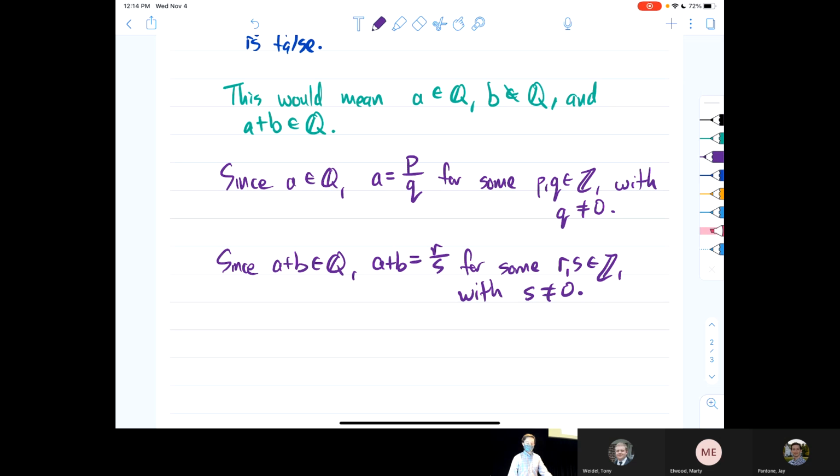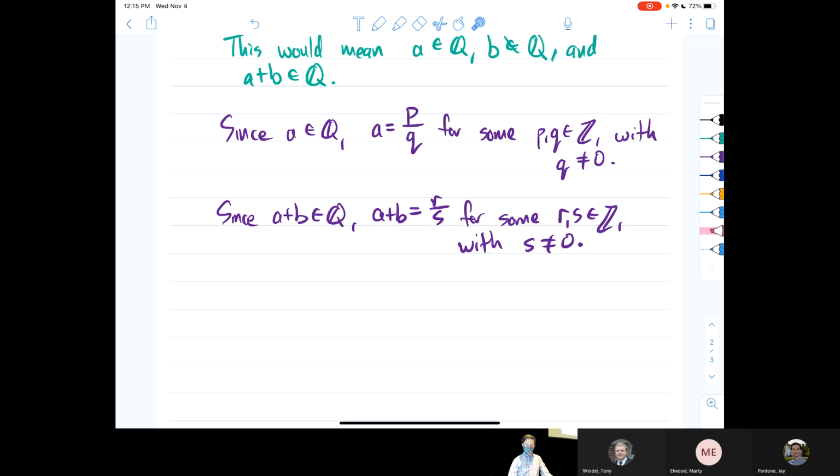So we've got a rational expression for A, and we've got a rational expression for A plus B. This is not part of the proof, but let me just write it so we can stare at it for a second. We're assuming B is not rational, and we're trying to find a logical problem. Does anybody have an inkling of what that might be, or see where we're going with this?